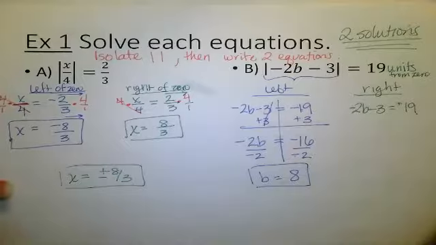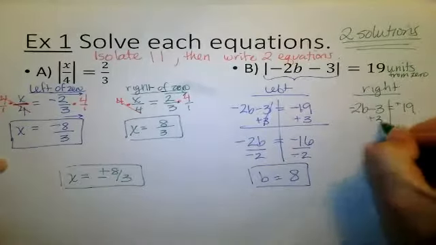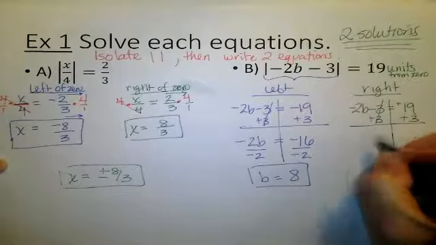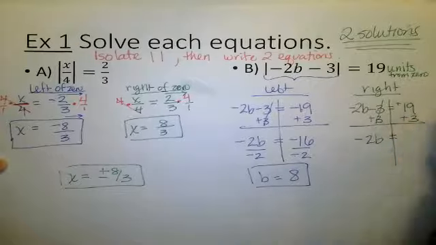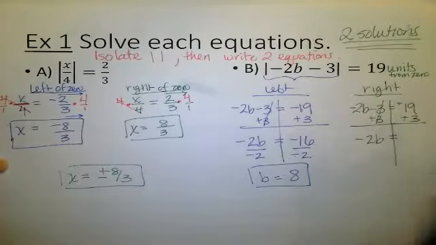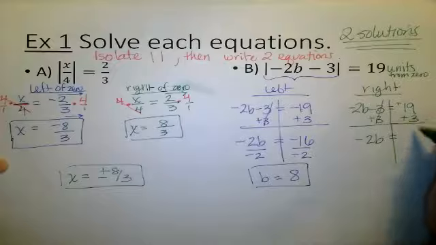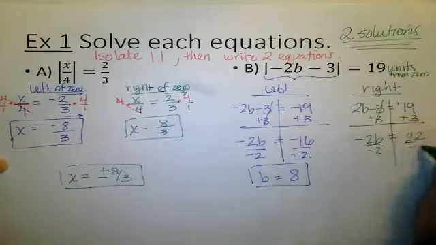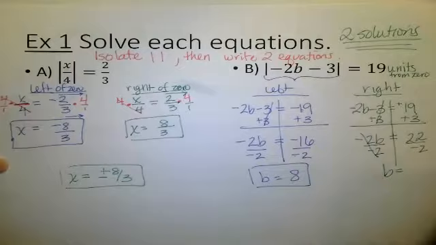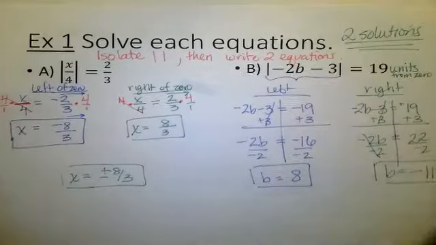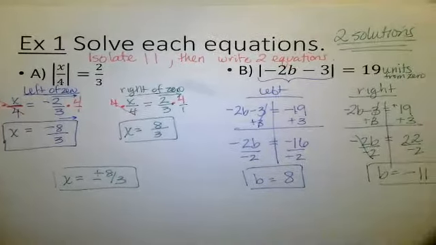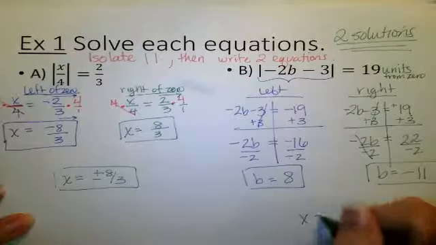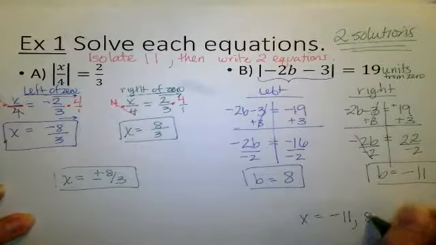Over here on the right, I'm going to go ahead and add 3. We're going to get the same thing. 19 plus 3, 19, 22, 22. Not going to get the same thing, are we? So b equals, positive divided by negative is negative 11. 2 goes into 22 11 times. All right, so you can see on this one, we have two different answers. X equals negative 11 and 8.